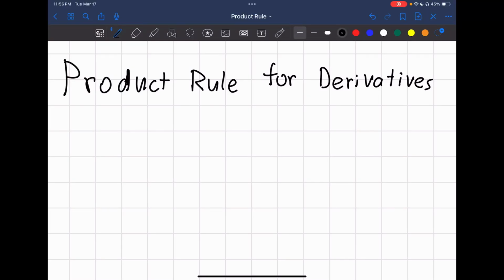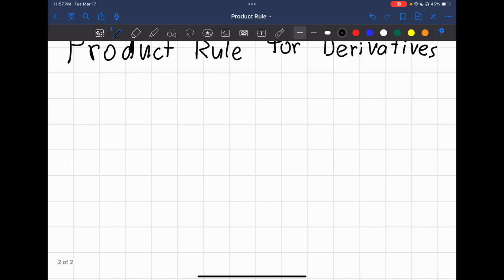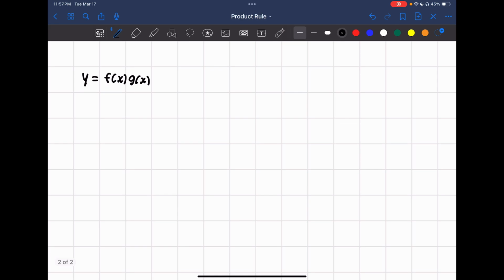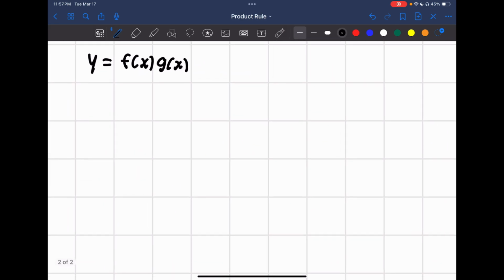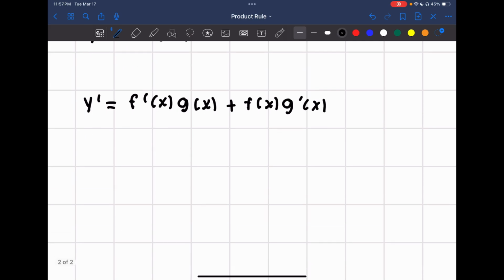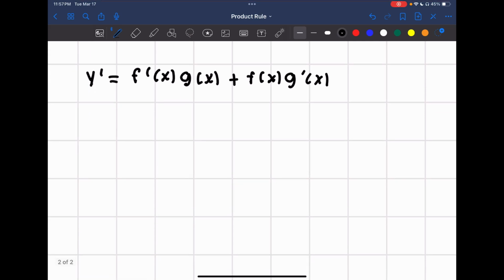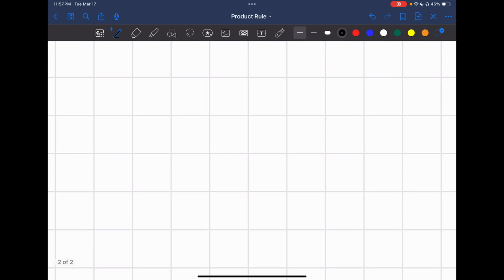In this video, we will be talking about the product rule for derivatives. Say if you have y equals f of x times g of x, and you want to find the derivative, the formula will be y prime is equal to f prime of x times g of x plus f of x times g prime of x. And all of this will make more sense with a few examples.